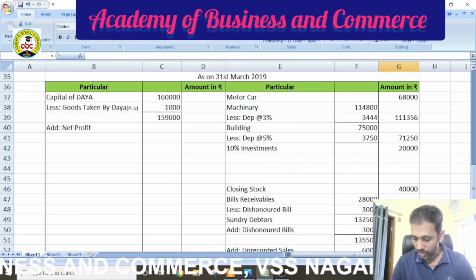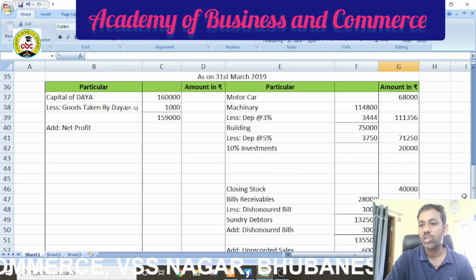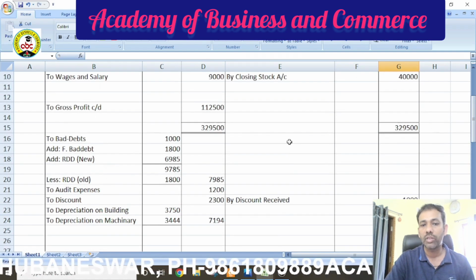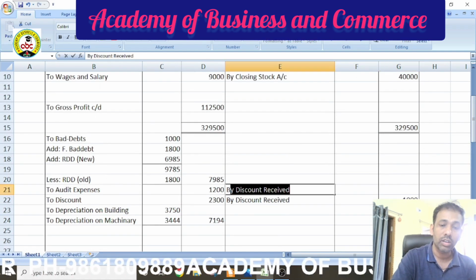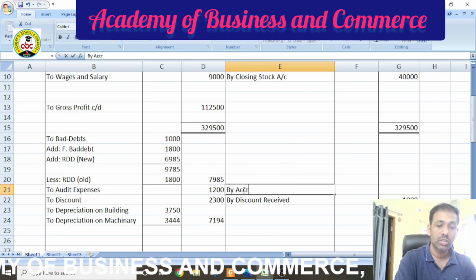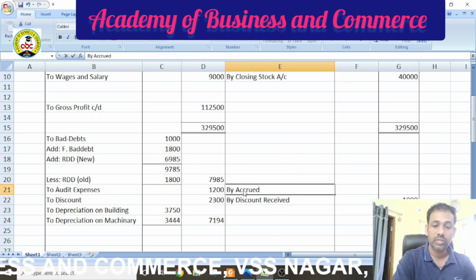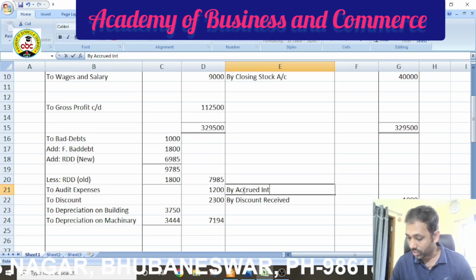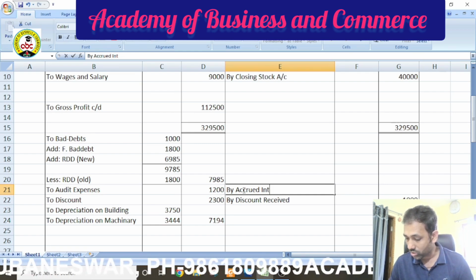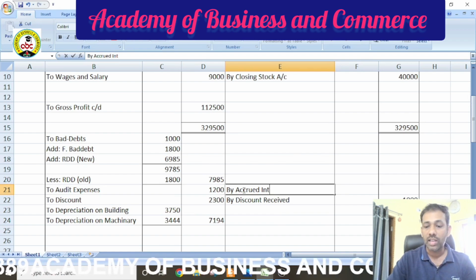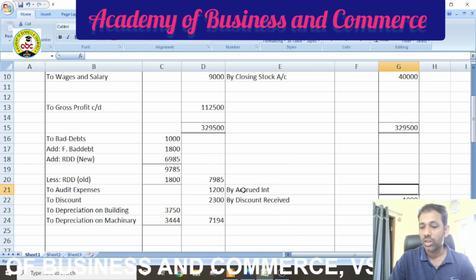So this is the treatment of investment, and the investment which is taken as accrued interest is a revenue income that you also have to take on the credit side of the profit and loss account, by accrued interest. If an interest received is given, then we also add it. No, there is no interest received given in the trial balance. So accrued interest we have to take in the outer column, that is 2,000.